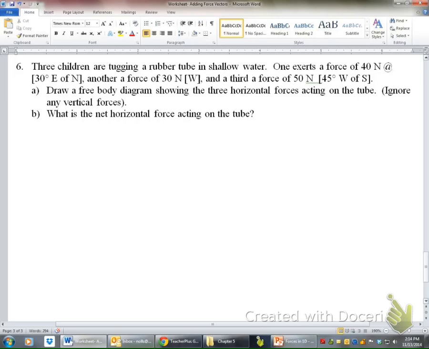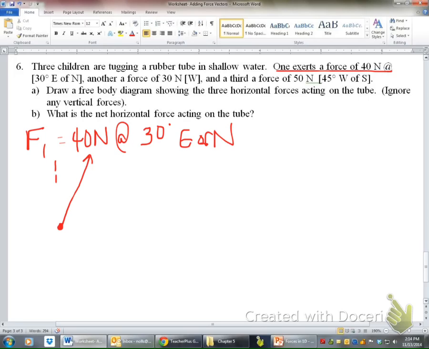We want to do the forces separately on this problem. So let's look at our force 1 right here. So we'll just call this F sub 1, and it's 40 newtons at 30 degrees east of north. So it's going to look, if I start here at an origin, it's going to look something like this. And I'm going to have my 30 degrees in here.